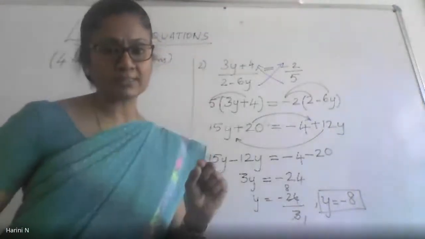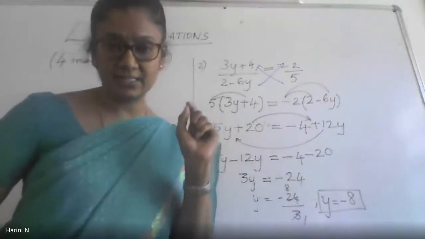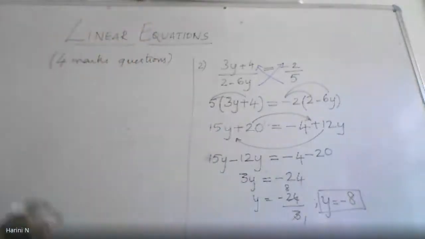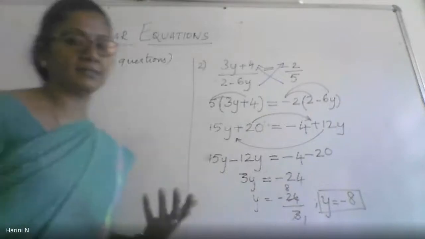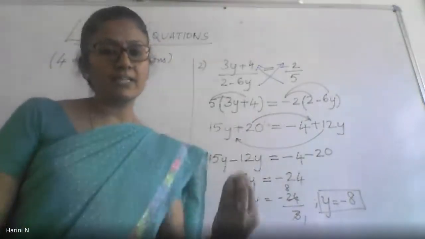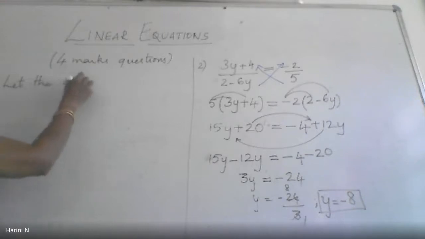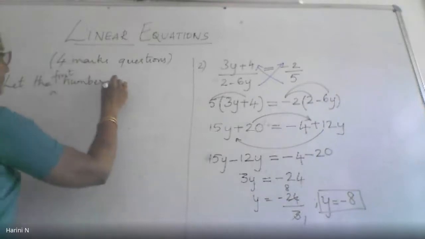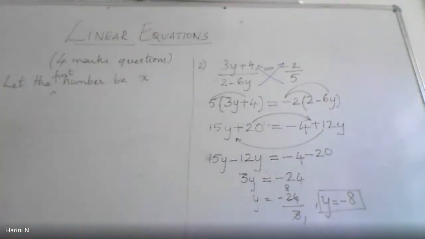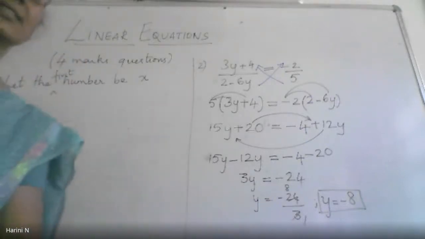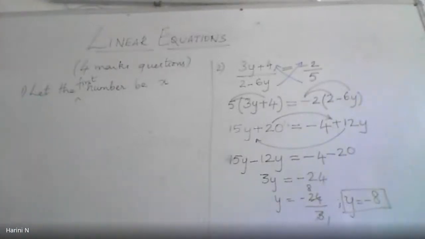But the clue given is, when I add both the numbers, I get 95 and one number exceeds the other by 15. So whenever I am asked to find out the numbers, I have to assume a variable as one of the numbers. So let the first number be x, because there are two numbers. Some variable, it can be any variable, a, b, c, d, x, y, anything. So let the first number be x, because there are two numbers that we have to find out.